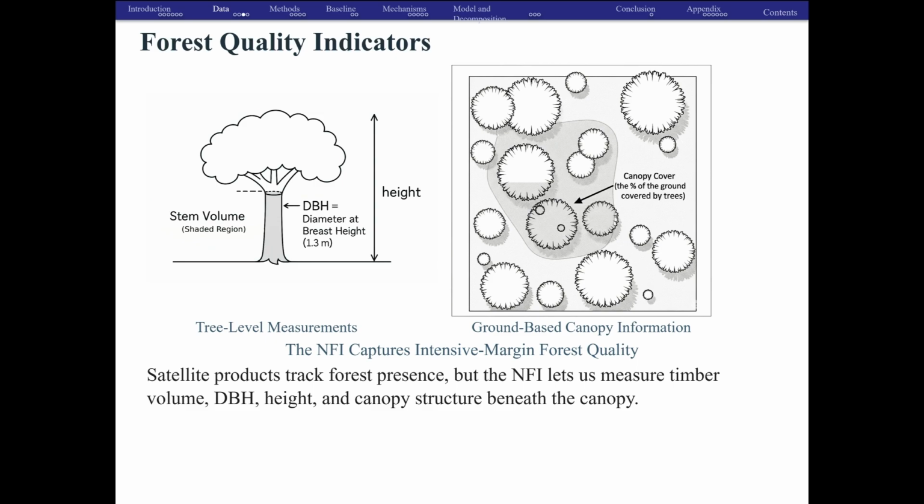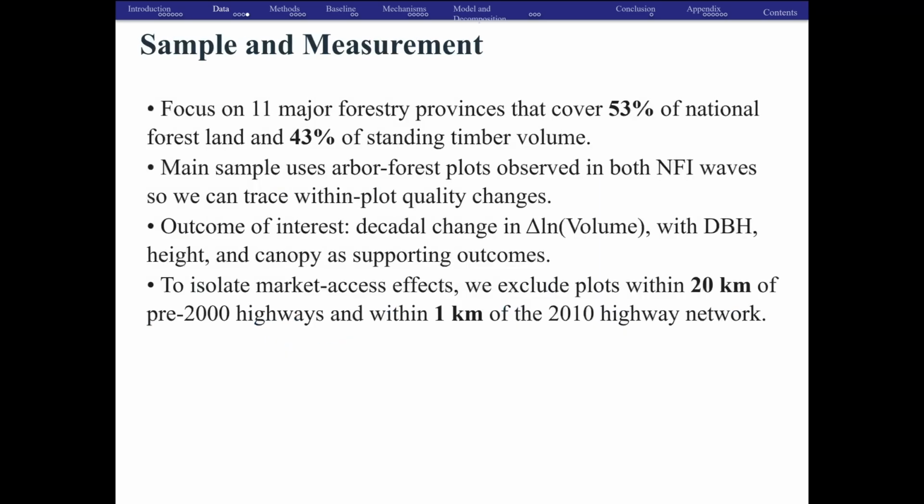So you have a pretty good idea, an accurate measurement for the plot, basically. The plot area never changes. It's a fixed plot. It has a statistical problem if you only use fixed plots, but it's also wonderful data. And we only have 11 major forestry provinces that cover 15% of national forest land and 43% of standing timber volume. And we basically look at only the arbor forest plots in order to measure the forest volume change.